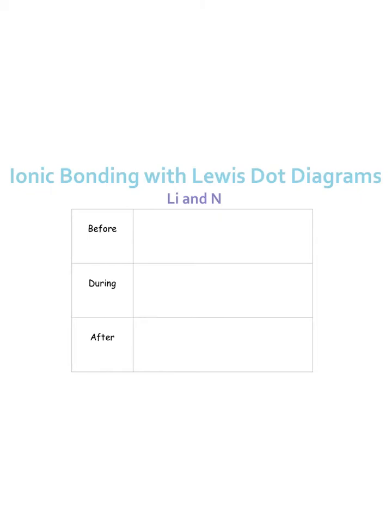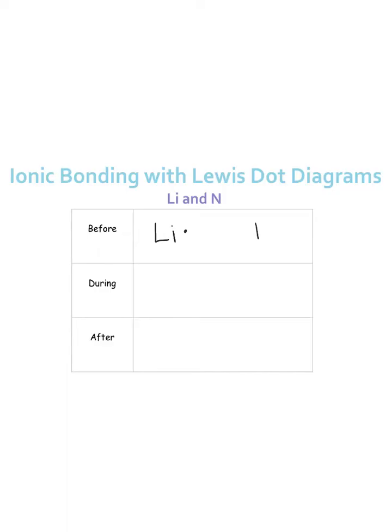Now we're going to demonstrate another ionic bond, this time with lithium and nitrogen, using a Lewis dot diagram. And we're going to show this using a before, during, and after table. So in order to draw a Lewis dot diagram, we always have to know how many valence electrons our elements have. In the example before, we said that lithium has one valence electron. So I'm going to show lithium's one valence electron like that.